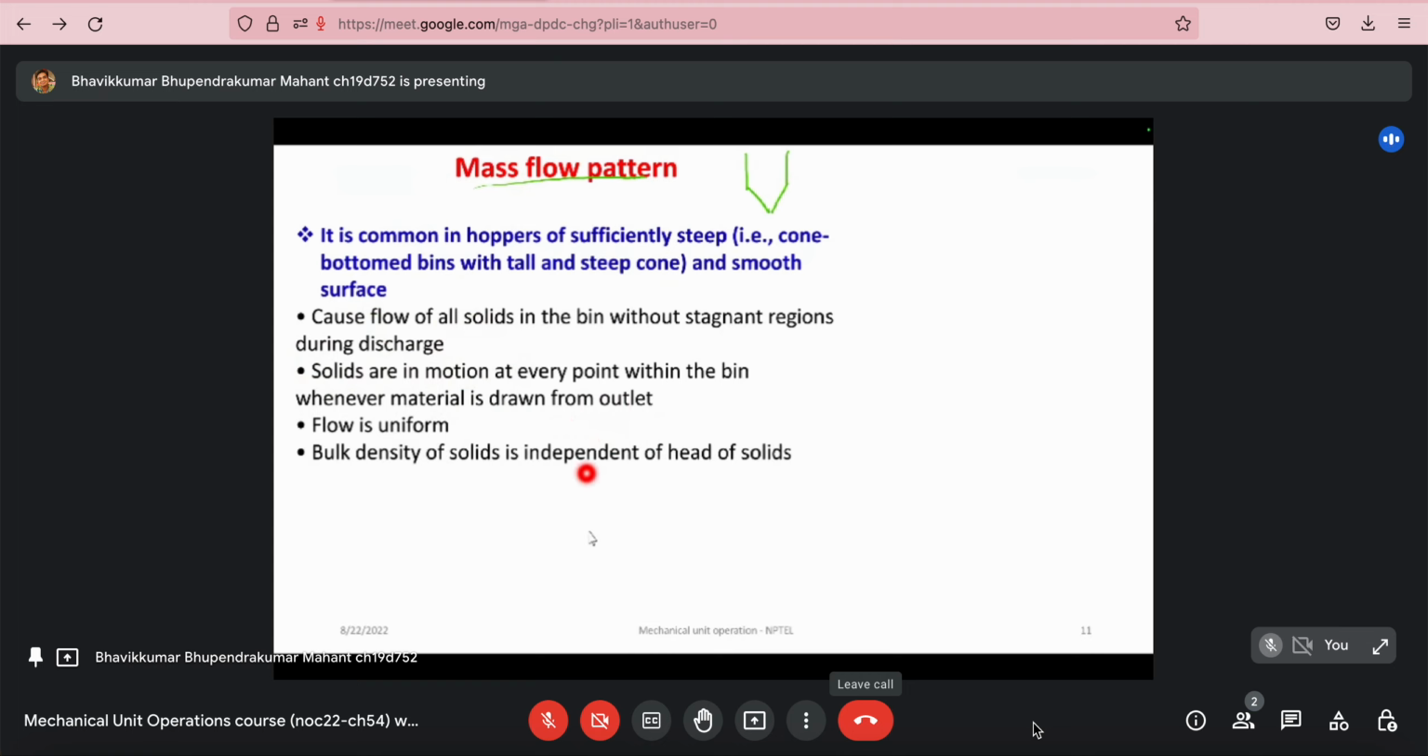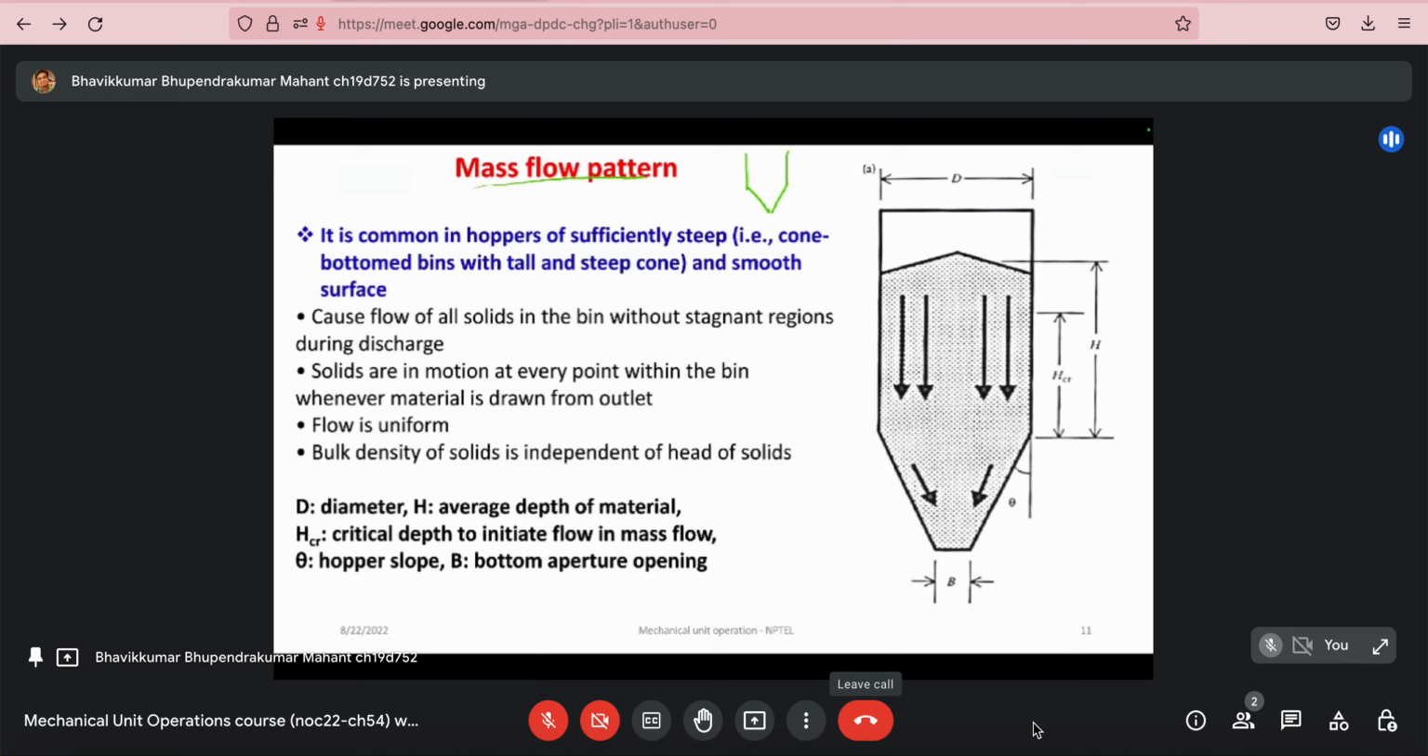Bulk density of solid is independent of the head of the solids. So the density is always independent. You can consider this when you are using some dry powder or dry material, then this kind of mass flow pattern can be generated. And as you can see here, in mass flow pattern, it flows smoothly from upward to downward. There is no stagnation and flow is easy.